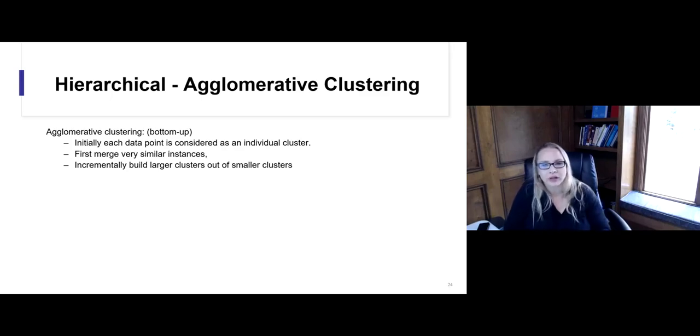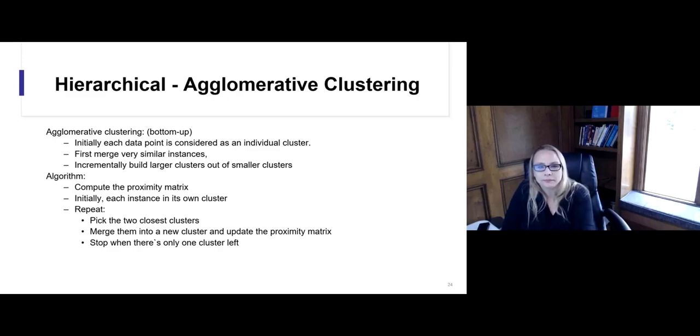With agglomerative clustering, or the bottom-up approach, you initially start with each data point being considered as an individual cluster. You first merge the instances that are most similar to each other, and you incrementally build the larger clusters out of the smaller clusters.